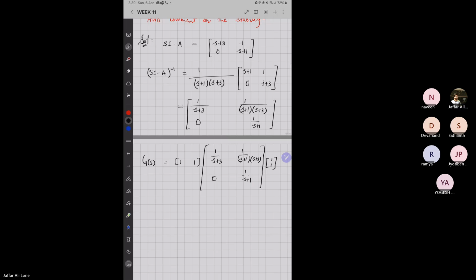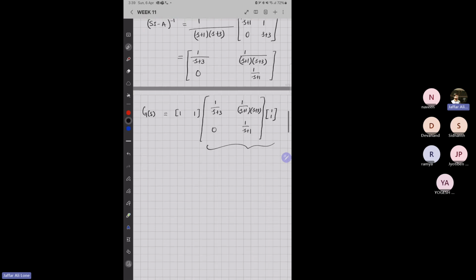Let's multiply these two terms first. So it will be 1 and 1. This will be 1 divided by S plus 3 plus 1 divided by S plus 1 into S plus 3. And here it will be 0 and 1 divided by S plus 1.